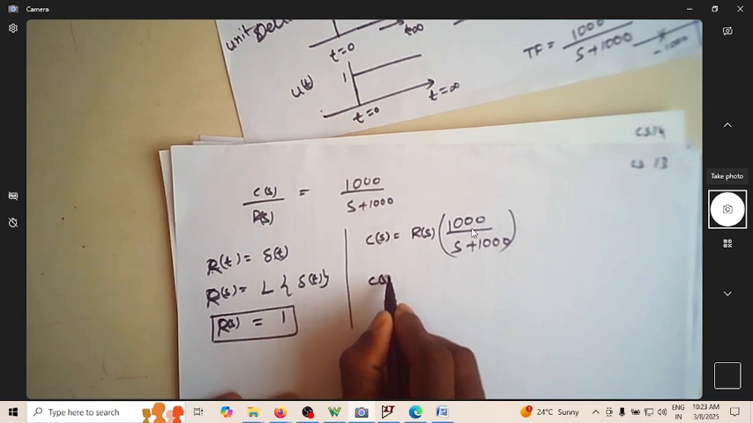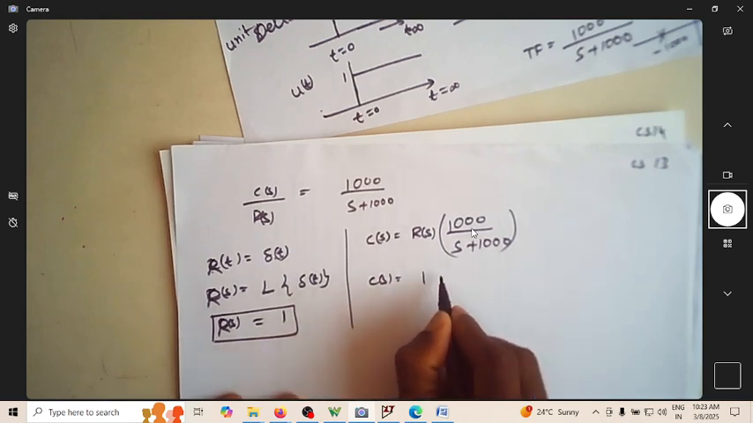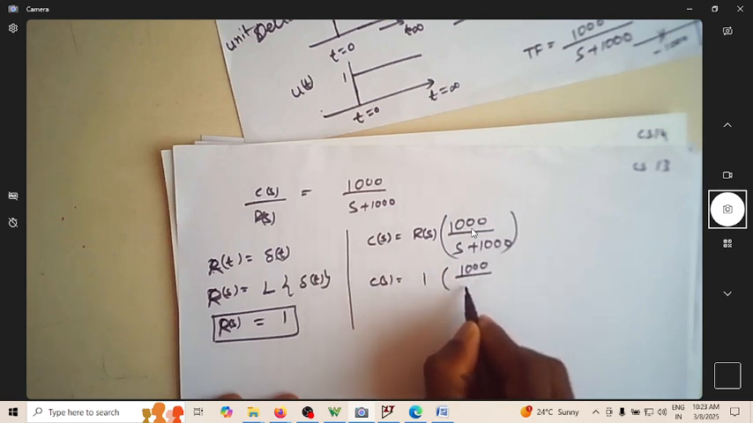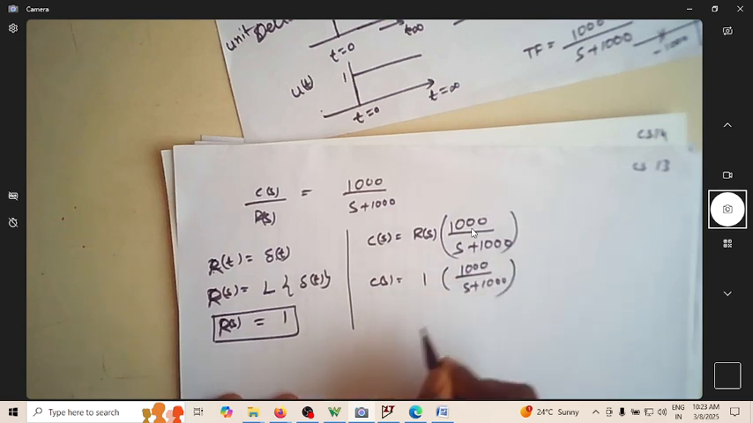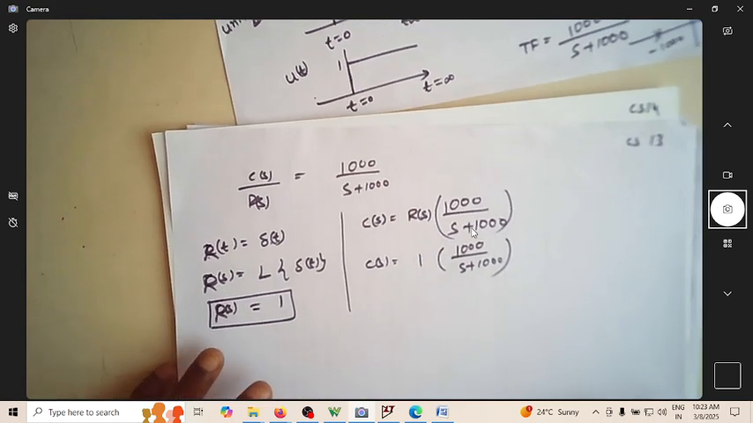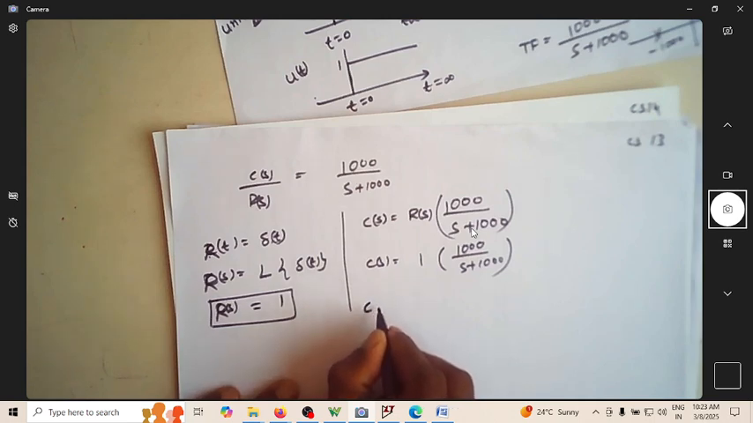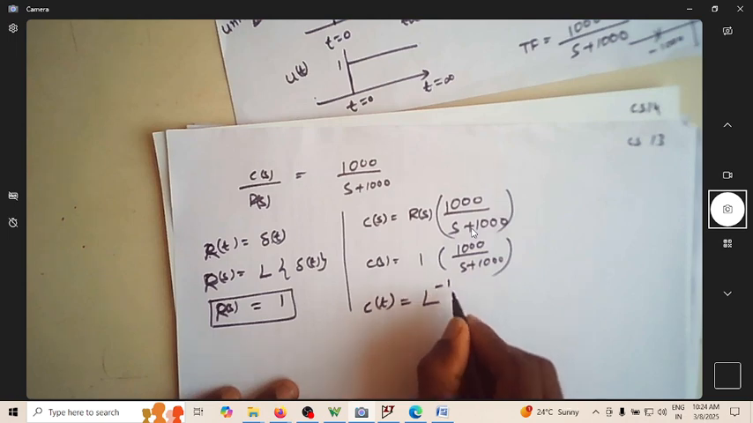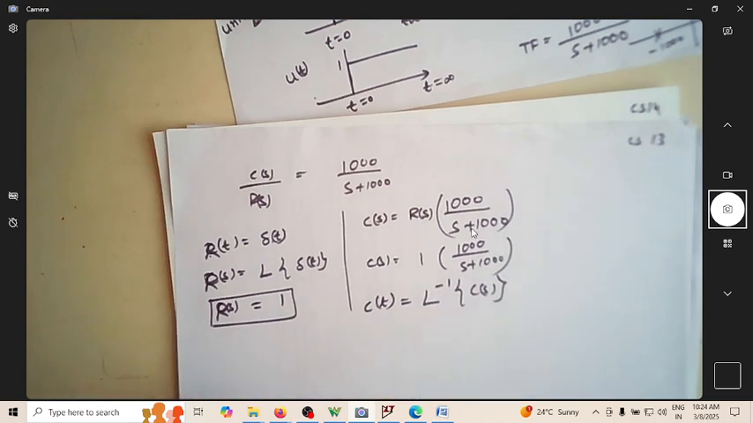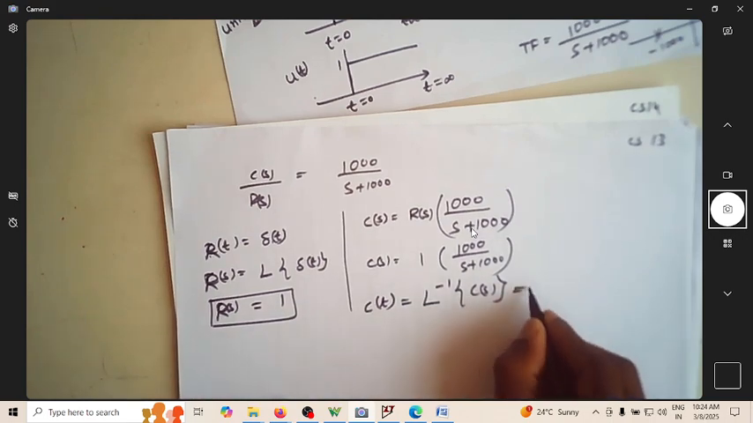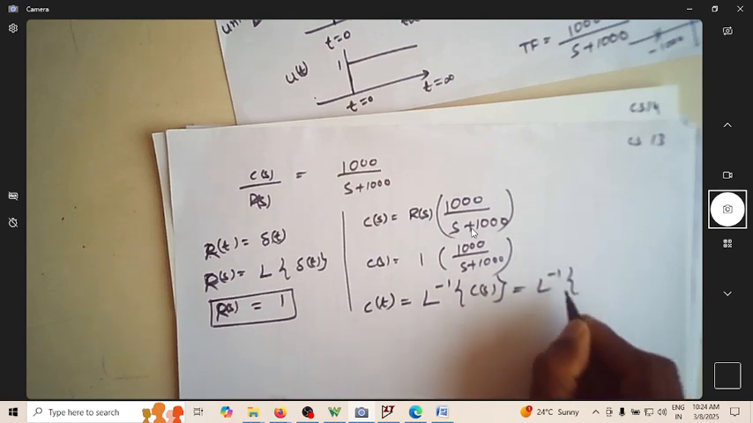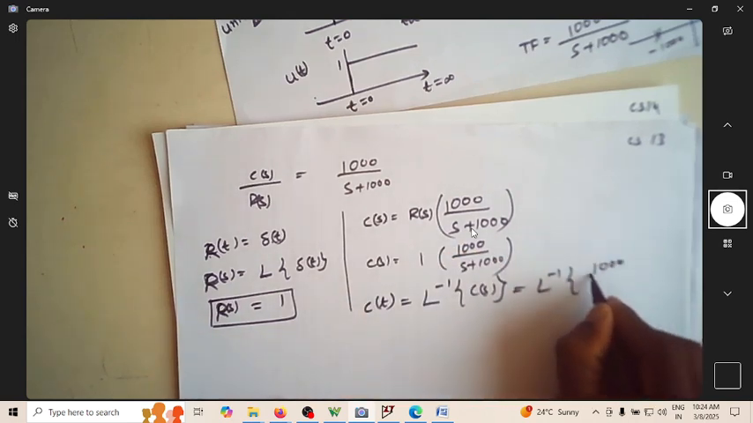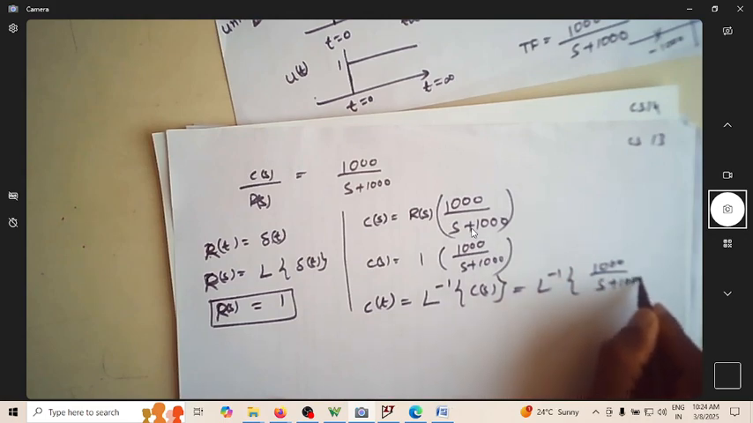So what is C of s now? C of s is equal to 1 into 1000 by s plus 1000. Correct? This is what you have. Now you want to know the time response. What is the time response C of t? It is nothing but Laplace inverse of C of s. So what is Laplace inverse of C of s? C of s is 1000 by s plus 1000.